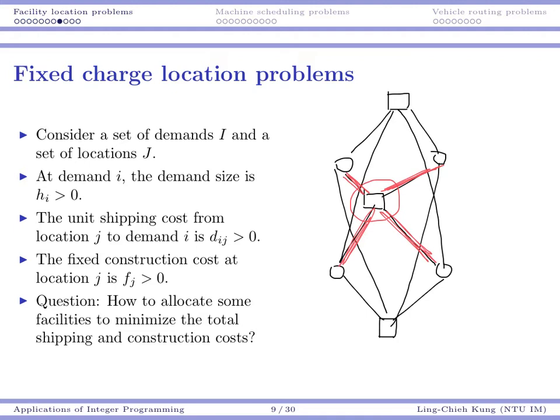But if you say, let's say, also build a facility here, then probably you can use these two routes to serve the lower two consumers, and you don't need to ship products along the two crossed links. That means if you build more facilities, you can save shipping cost. But of course, the trade-off is that you pay more construction cost. So this problem is to find the best balance between shipping cost and construction cost.